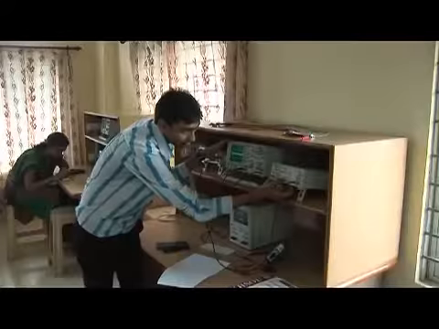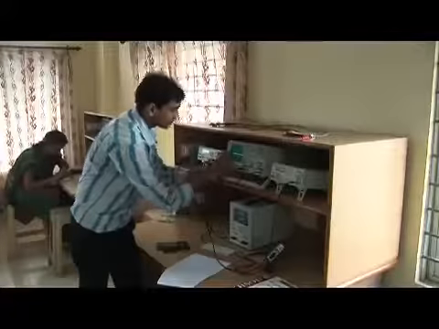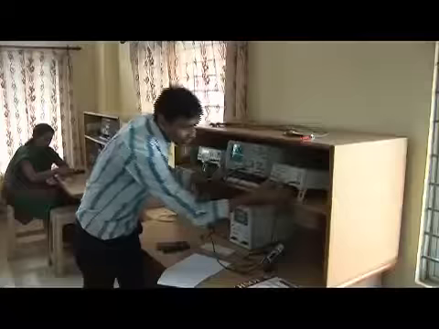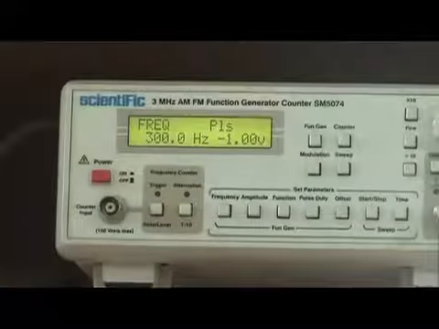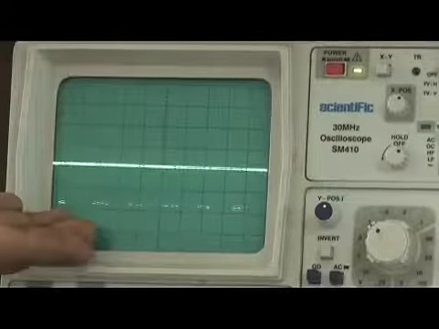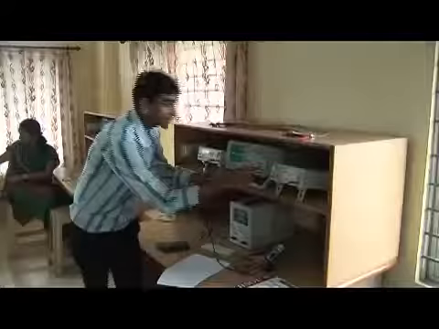Next, when I change the function again, a pulse. So it is giving a small pulse. This is one pulse, second pulse, third pulse, small pulses. Then again I change the function, it's giving a negative pulse. Before, these pulses were on the positive side, now the pulses are on the negative side. When I change the function again, you are getting a DC.